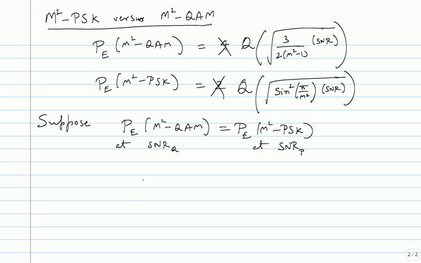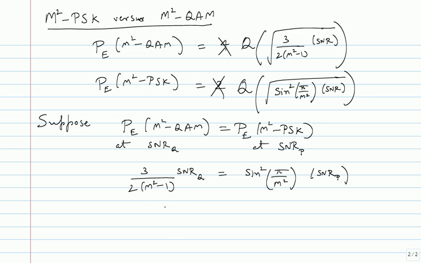So this will happen if 3 by 2 M squared minus 1 SNR Q equals sine squared pi by M squared times SNR P. We've been doing so many approximations, so we might as well approximate sine. For large M, sine of pi by M squared is going to be pi by M squared. So you square that, you get pi squared by M power 4.